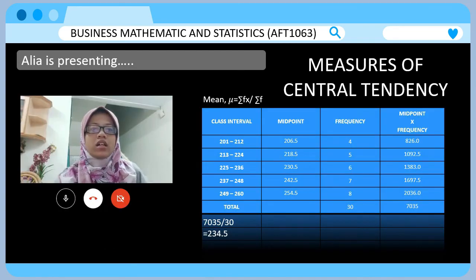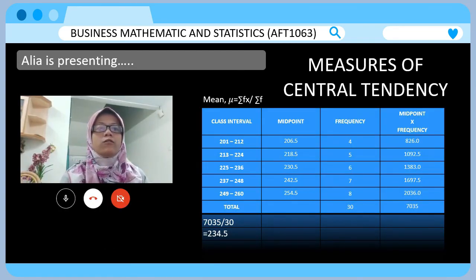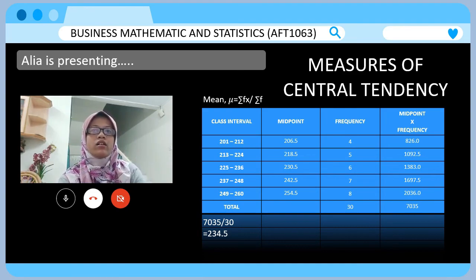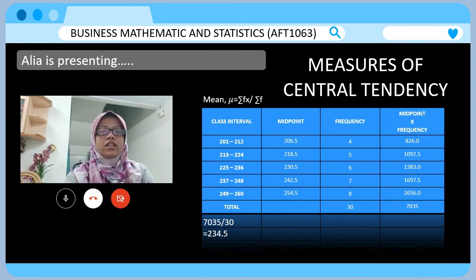Thank you. Next, we go to the measures of central tendency, which consist of mean, median, and also mode. Mean is calculated by the sum of the frequency times midpoint divided by the sum of frequency. We get the total of 7,035 divided by 30, and the final answer is 234.54 for the mean.